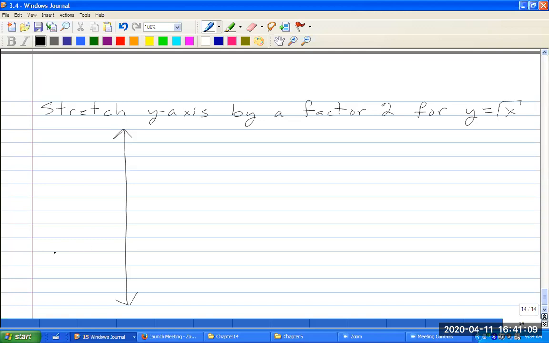Let's say we start here. Okay. Let's do 1.